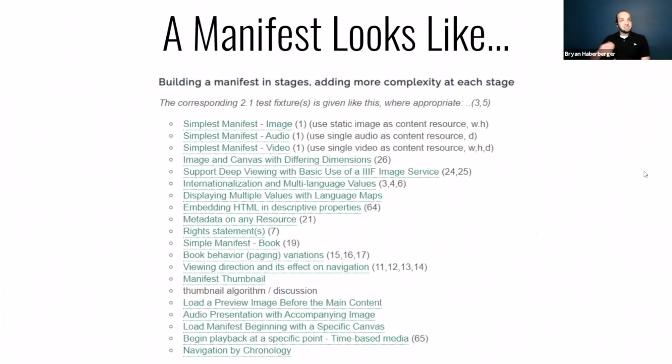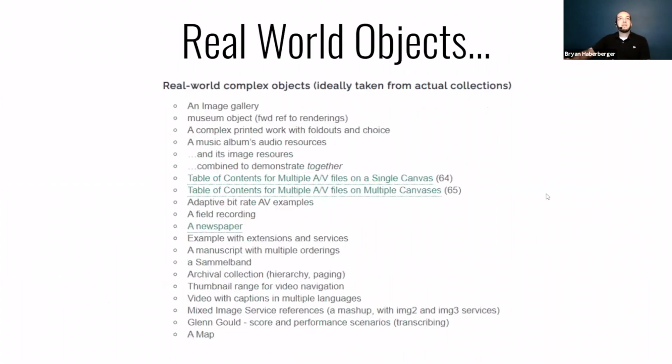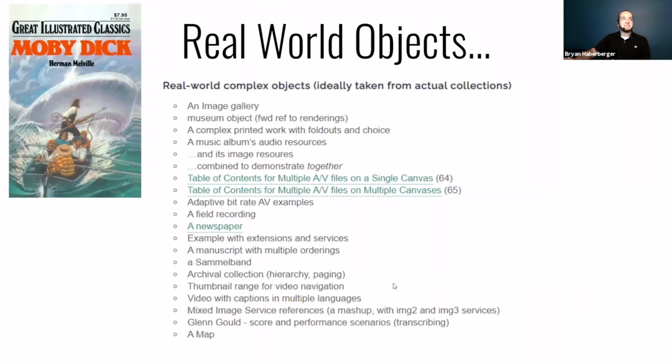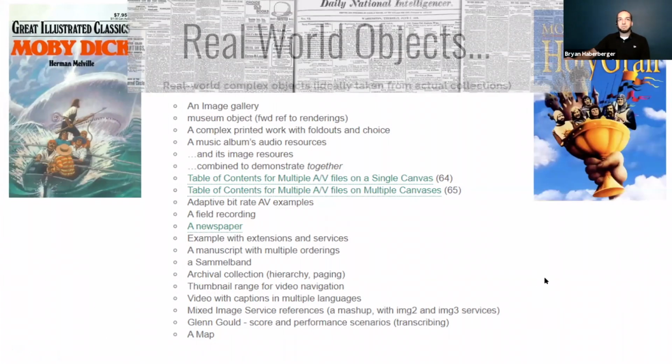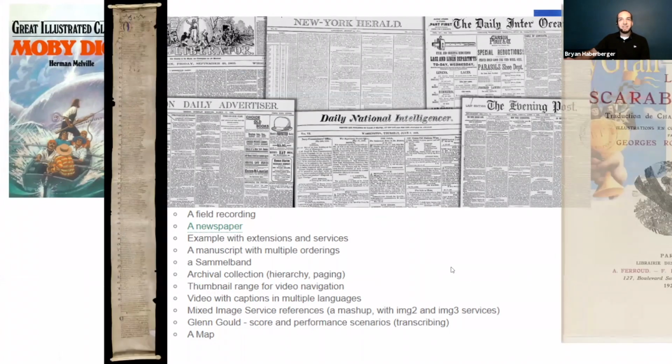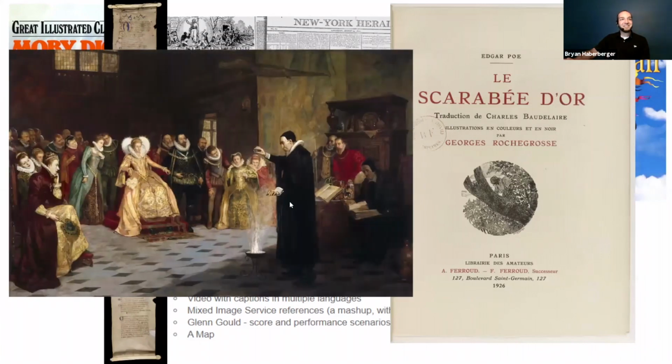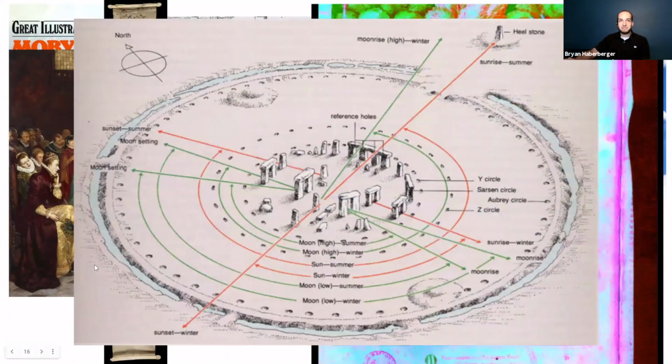So we have examples of what a manifest looks like, and you can see at the top of our cookbook page different simple manifests you could go through to look for examples. And we have examples of real world objects that have already been represented. Those are things you'll recognize, like books or movies or newspapers, scrolls, special collections, paintings, spectral RTI images, or even something that has spatial information like a map.